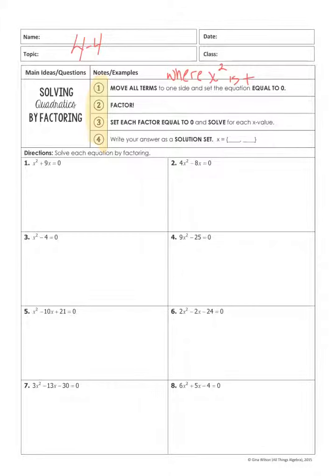I'll show you why in a minute. And then you're going to write your answer as a solution set, and I'll show you what I'll accept for that as well. I'm not too picky on that particular one, shocking but true.